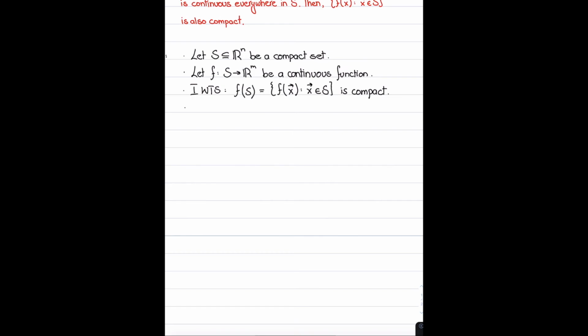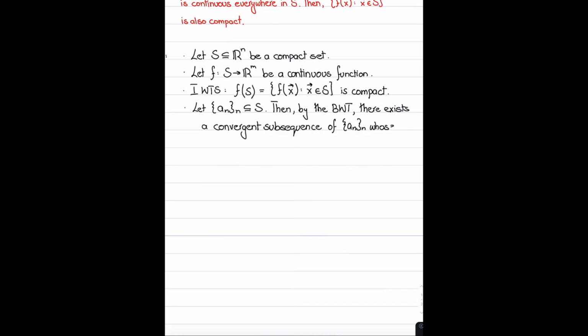So the first thing I'm going to do is let the sequence a_n be a subset of S. Then by the Bolzano-Weierstrass theorem, there exists a convergent subsequence of a_n whose limit lies in S. And of course, this is only because S is compact by assumption.